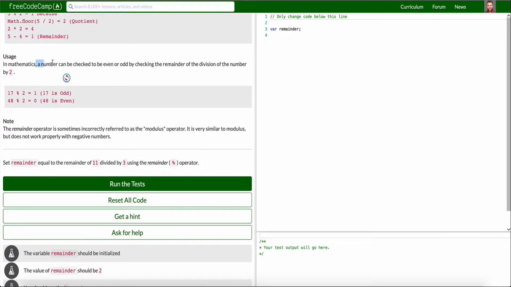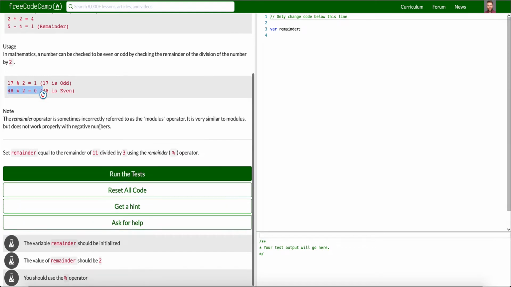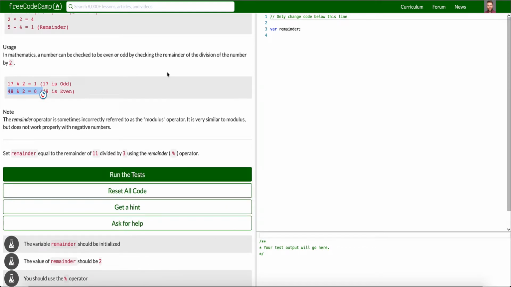Cool. And then in mathematics, a number can be checked to be even or odd. This is what you'll find yourself using a lot, right? By checking the remainder of the division of the number, so 17 modulus 2 is 1, so this is odd. And if there isn't a remainder, we know it's even because it's dividing evenly into itself. That's why it's even. Okay, so the remainder variable should be initialized, and its value should be 2.